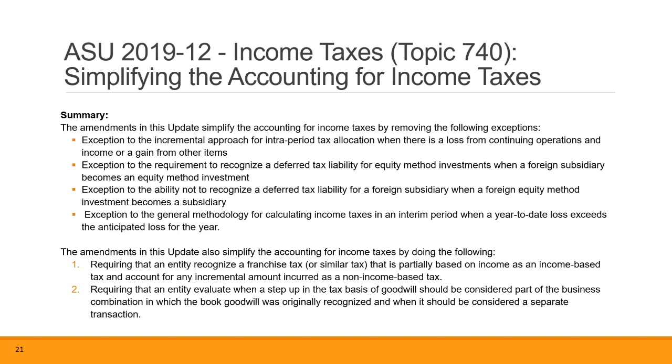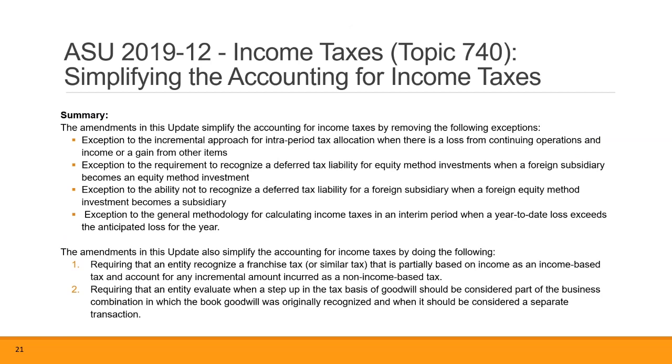And the objective of this initiative is to identify, evaluate, and improve areas of GAAP for which cost and complexity can be reduced while maintaining or improving the usefulness of information provided to users of the financial statements. The amendments in this update simplify the accounting for income taxes by removing certain exceptions to the general principles in topic 740, and you'll see the exceptions on this slide that are being removed.